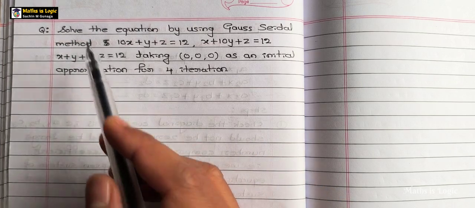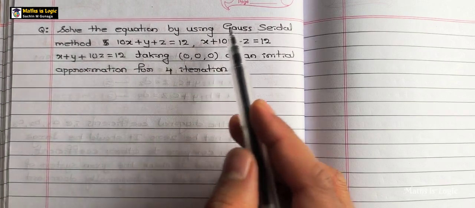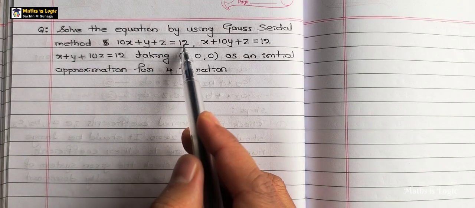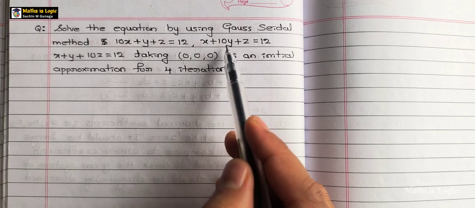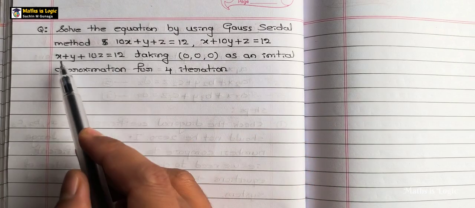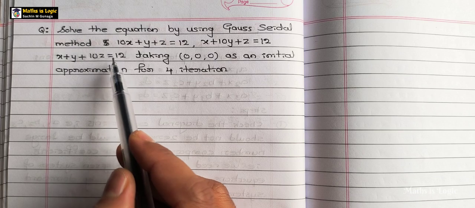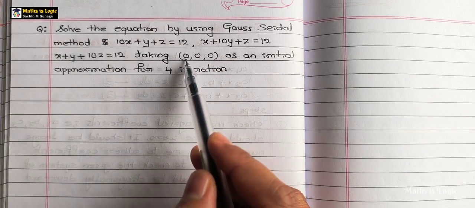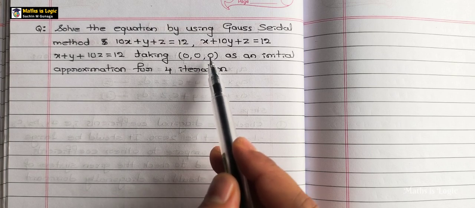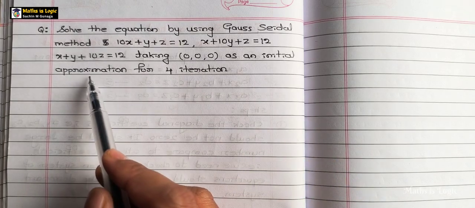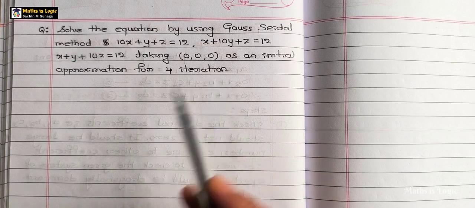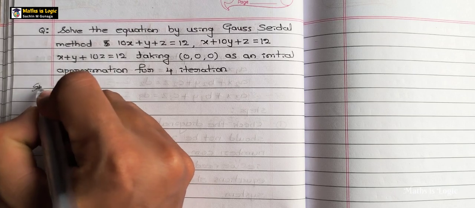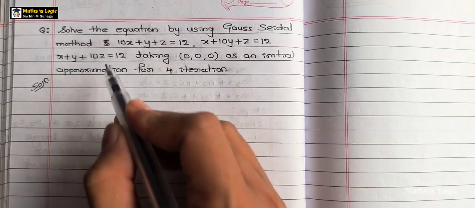Let us consider the first example. Solve the equations by using the Gauss-Seidel method: 10x plus y plus z equals 12, x plus 10y plus z equals 12, and x plus y plus 10z equals 12, taking the initial values of x, y, z as 0, 0, 0 as the initial approximation. For how many iterations do we need to solve? For 4 iterations. So in the solution, first note down these 3 equations.